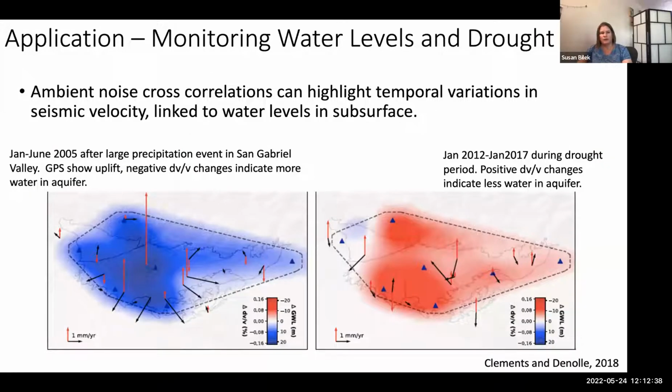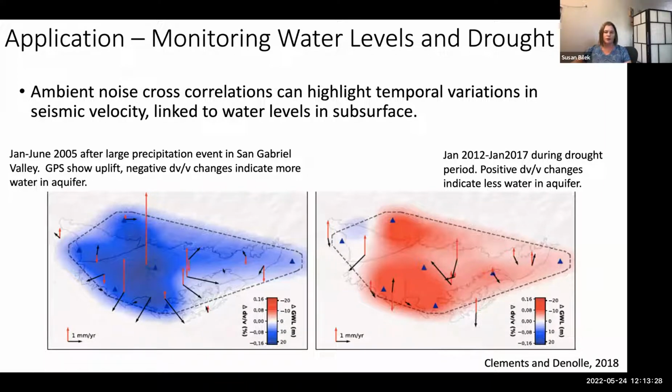I'll shift from the river examples to one other that I'll highlight towards the end of the talk, which is another application of environmental seismology. That is to use signals from ambient noise to characterize changes in subsurface water levels, a particularly important topic in the Western US drought years. In this example, Clements and Denolle looked at changes in seismic velocity over time, determined from ambient noise cross correlations. They're looking at those velocity changes relative to changes in the water levels in the aquifer. This example was from the San Gabriel Mountains, or San Gabriel Valley.